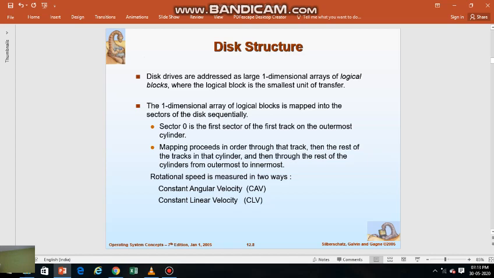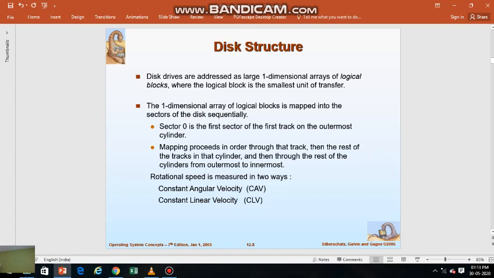So, the one-dimensional array of logical blocks is mapped onto the sectors of the disk sequentially. Okay, so what is that? The logical blocks are mapped to the sectors sequentially. So it starts from sector 0. That is, sector 0 is the very first sector of the first track on the outermost cylinder. In the last video we have seen that the first track, the 0th track, is the outermost track on the platter. So sector 0 is the first sector of the first track on the outermost cylinder.